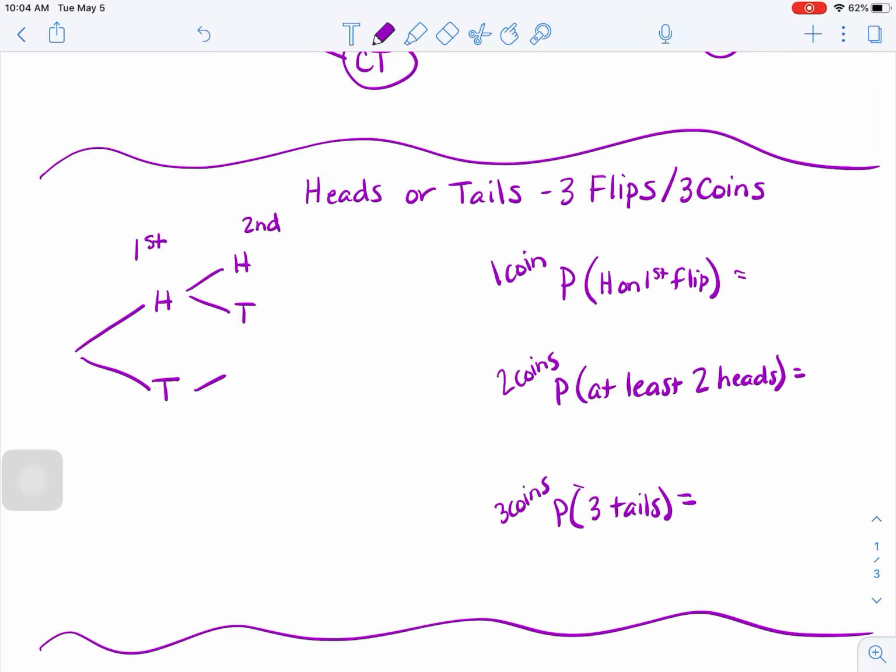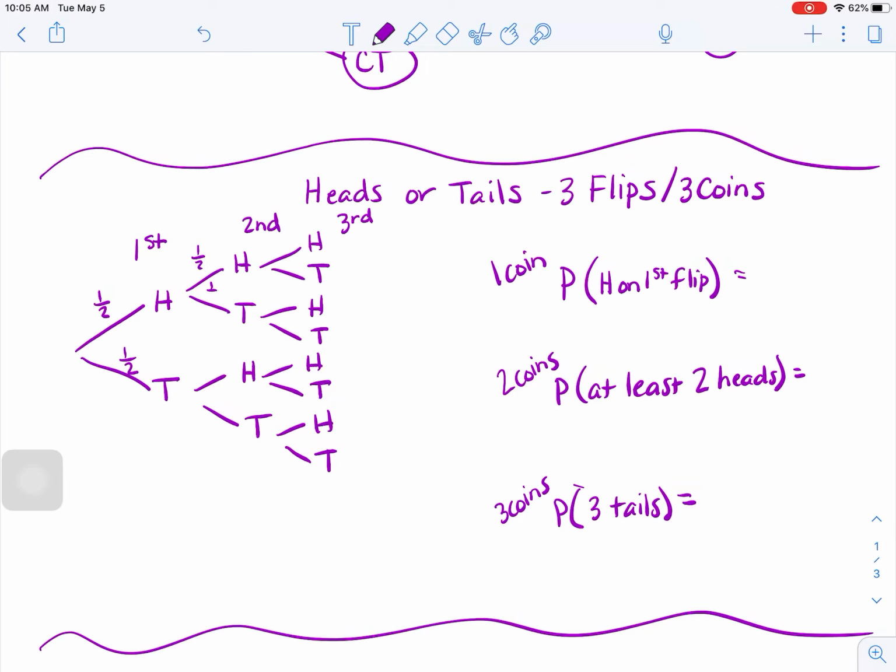Then my second flip would be here. And third would be another head or tail. Head or tail, head or tail, and head or tail. All right, so now that I have the 3 different coins or the 3 different flips listed, we can also fill in those fractions or decimals. So I've got a 1 out of 2 chance to get a head or a tail.